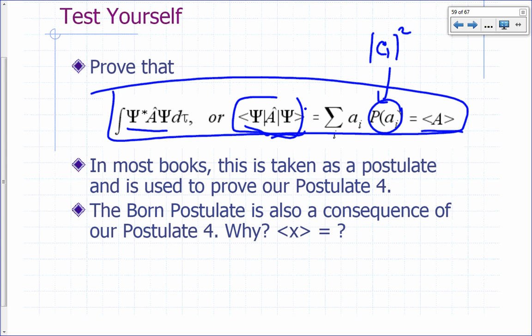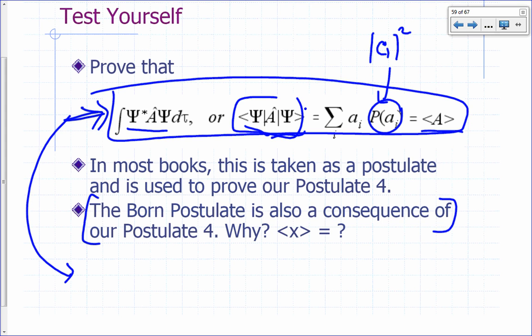But in our case, we made the assumption that the c sub i squareds are the probabilities. Then we can prove this instead. It doesn't really matter. You can take one as a postulate and prove the other, or take the other one as a postulate and prove this. I think your textbook does use this as a postulate. And the Born postulate is also a consequence of postulate number 4. We'll get to that in a minute.